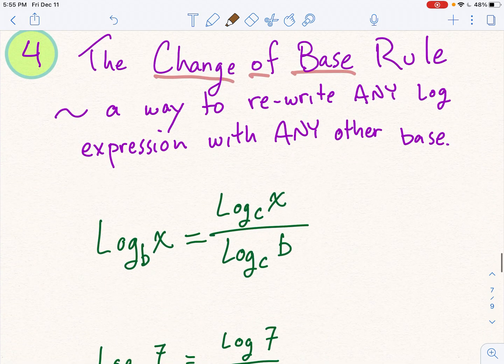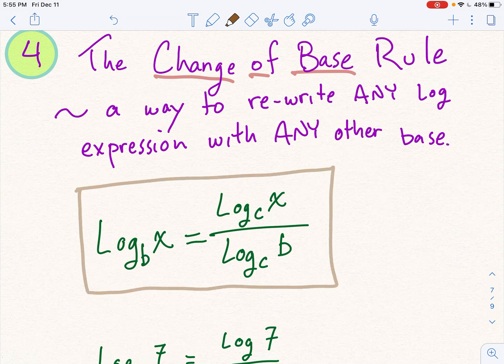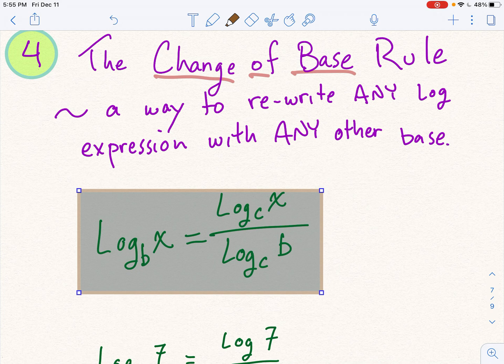The last thing in this little batch of notes about logarithms is the change of base rule. The change of base rule is a way to rewrite any log expression in terms of any other base that you want to use. Frequently, we want to use base 10 simply because our calculators can calculate logarithms using base 10 logs. But it could literally be any base that you want. Here is what the change of base rule looks like in its abstract, generalized form.